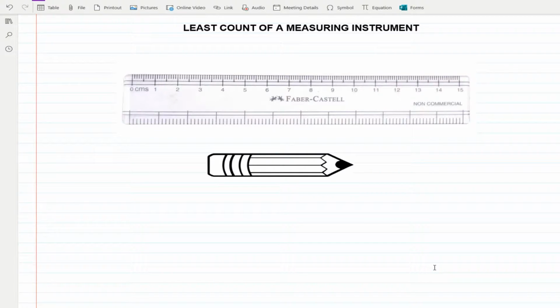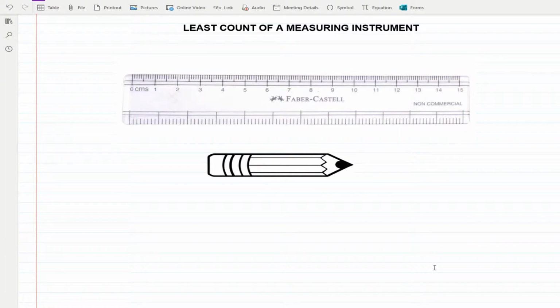Now any instrument provided with a graduated scale, that is any instrument which has markings on it from which we take measurements, has a minimum limit for accuracy of the measurement it can take. That is the smallest measurement it can take accurately. And that smallest measurement that a particular instrument can take accurately is called the least count of that measuring instrument.